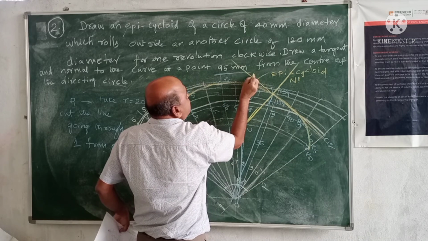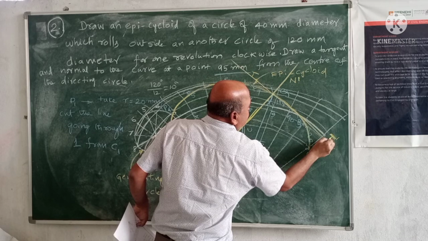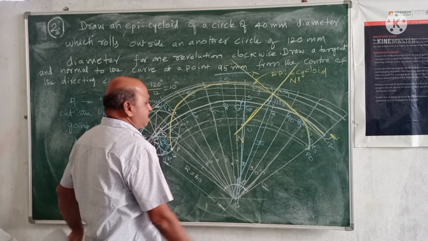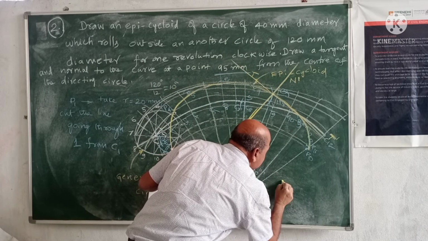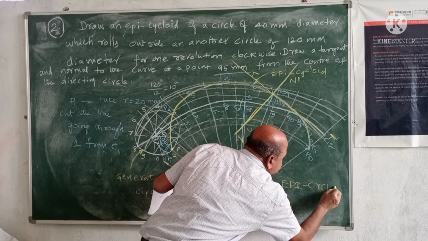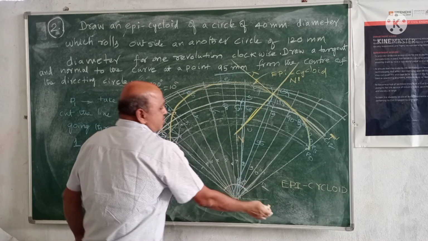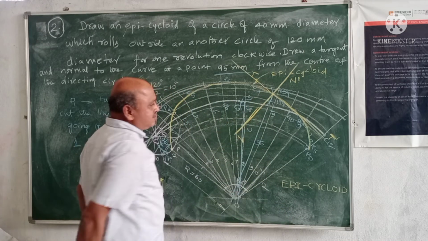This is a tangent, T, D dash. You write it. M and S is normal, T, D dash is tangent, and you write epicycloid. You write it at the bottom. M and S is normal, and T, D dash is tangent.